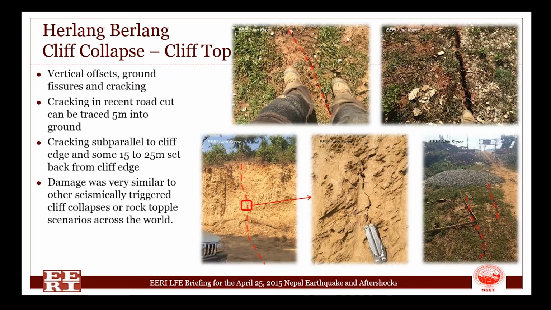Looking at what happened at the cliff top, when we arrived, over-enthusiastic drivers had parked very close to the cliff edge, so we asked them kindly to reverse to the side that was relatively undamaged. We were able to trace cracks along the entire cliff edge that were running sub-parallel, from hairline to about 75 millimeters wide. They were running deep into the ground itself, about 15 to 25 meters setback from the cliff edge. The damage was very similar to other seismically triggered rock topple areas.